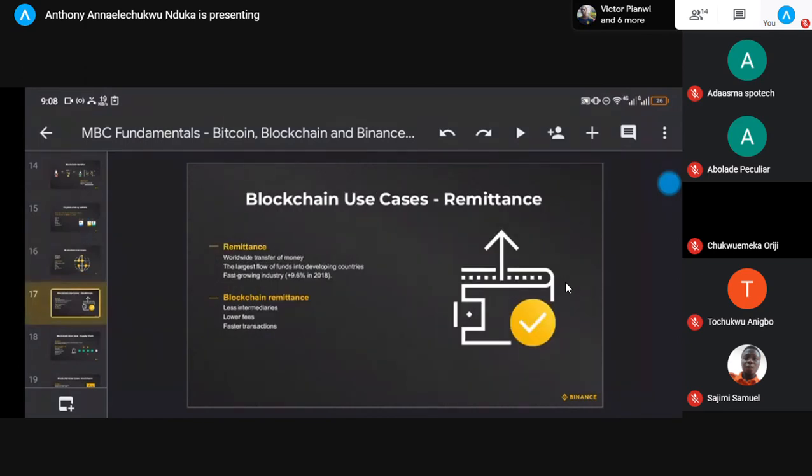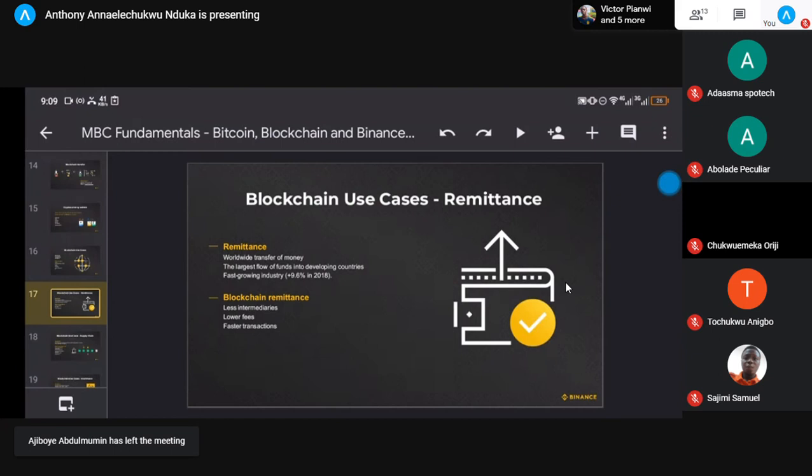Now, blockchain use cases under remittances. Blockchain worldwide transfer of money, the large flow of funds into developing countries, fast growing industry, plus 9.6% in 2016. Now, this is just like what I explained. When you are trying to make an online transfer to several persons that are not in Nigeria or that are in some other parts of the world, here you can use blockchain technology to run your payments, to do your transfer in other countries with ease. It no longer requires you stress and thousands of years for it to process.